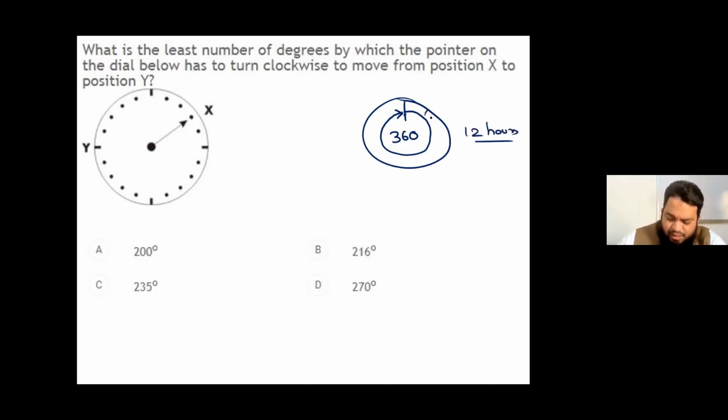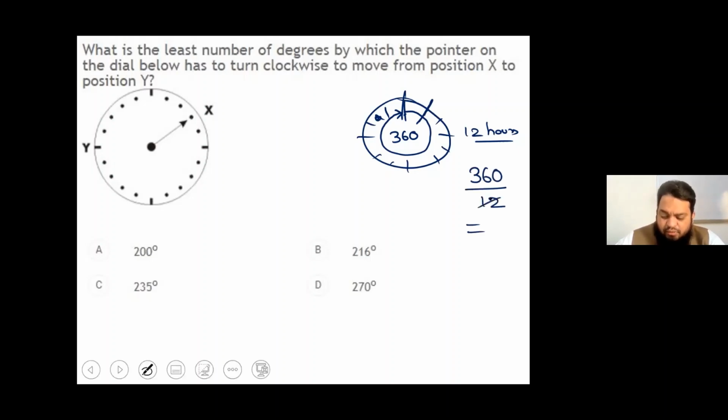So 12 hours means 12 positions. 1, 2, 3, 4, 5, 6, 7, 8, 9, 10, 11, 12. Okay. So that means for each position, how much? For each position, what is the angle it moves? 360 divided by 12 is equal to 30. 12 threes are 36, and 30. So that means for each part it moves 30 degrees.